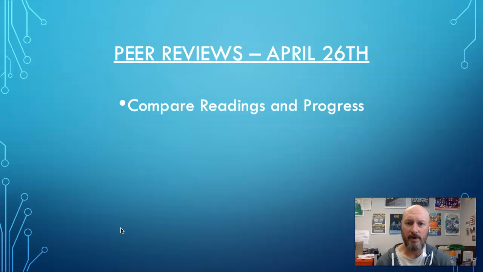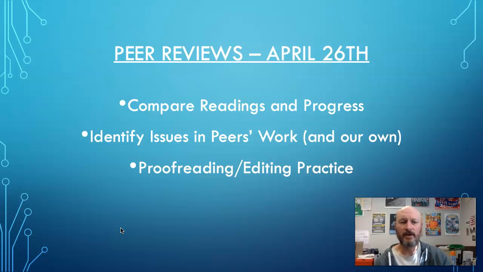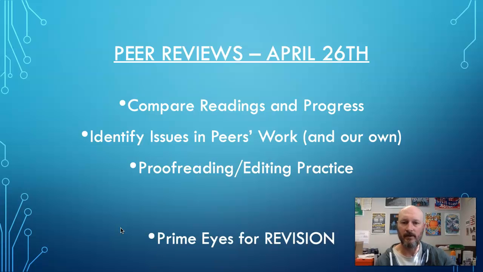We're doing this so you can compare your readings of similar texts, but also compare your progress with a peer. We want to identify issues in your peer's work and in your own. We want to proofread, and we want to edit. It's really important when you're learning to write that you see other works in progress. You teach yourself to write by seeing other people making the mistakes that you're making. You often don't see your own mistakes, but you'll see it when someone else is doing it, and we'll learn how to, I hope, write critical and kind reviews of one another's work.